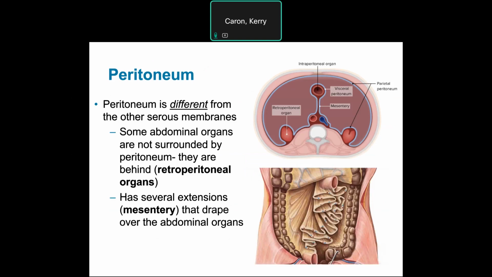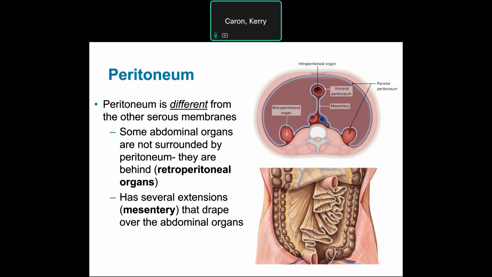The peritoneum is a little different from other serous membranes in that some of the abdominal organs are retroperitoneal, retro meaning backward. So some of them are not encompassed. They're not contained within the peritoneum. They're retroperitoneal. They're behind it. The kidneys are specifically retroperitoneal. They're behind the peritoneum.